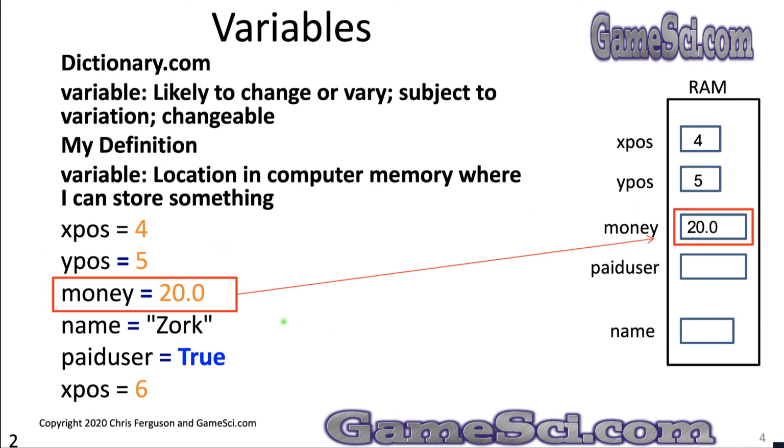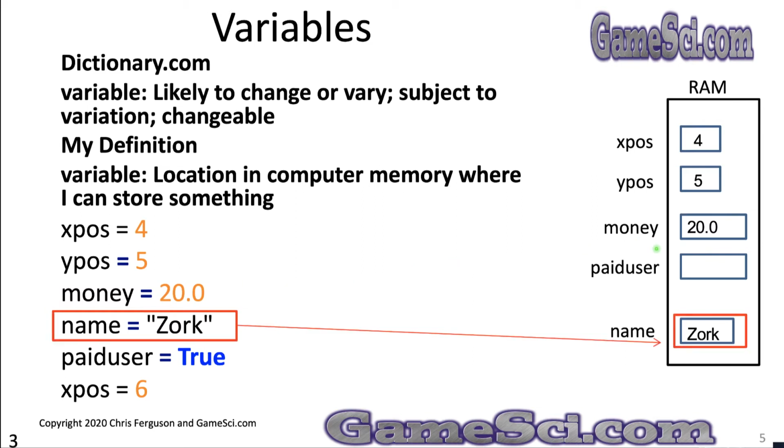Money equals 20.0. That's a little bit different. We're storing a number with a decimal point this time. You notice I made the memory a little bit larger because it needs more memory to store a number with decimal points. Let's store a float value, a number with a decimal point, in computer memory. All I'm doing on all of these examples is storing values in RAM memory for later use, because that's what a variable does. It reserves a spot in RAM memory for storing your value.